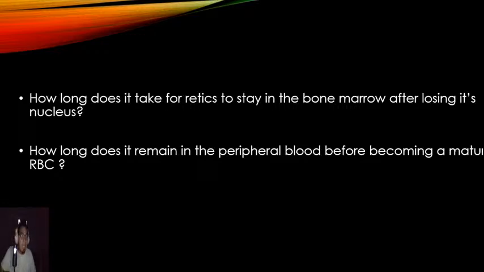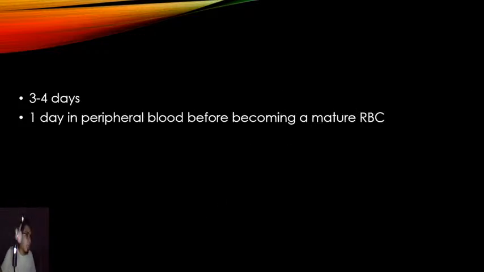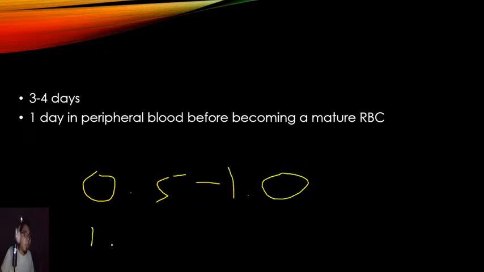Because it stays in the bone marrow 3 to 4 days. Well, it does go into the bloodstream for 1 day. It will go to the bloodstream for 1 day, and it's normal to see reticulocytes in your peripheral blood, but there is a range. Of course, there's a range, right? So usually the range would be around 0.5 to 1%. For kids it's around 2.5 to 5%.